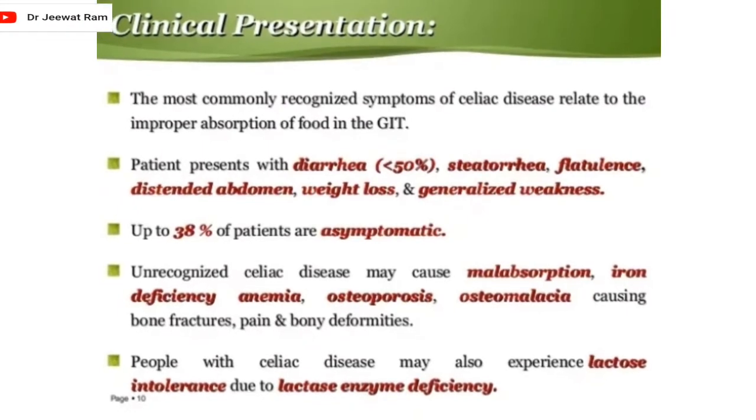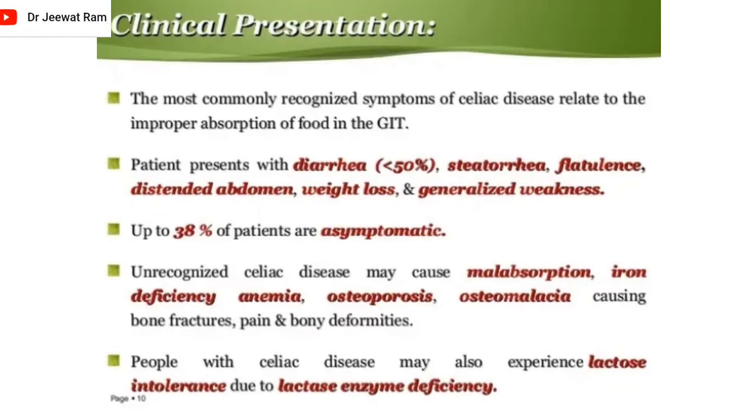Clinical presentation of celiac disease. The most commonly recognized symptoms of celiac disease relate to the improper absorption of food in the GIT. Patients present with diarrhea in less than 50%, steatorrhea, flatulence, distended abdomen, weight loss, and generalized weakness. Up to 38% of patients are asymptomatic.